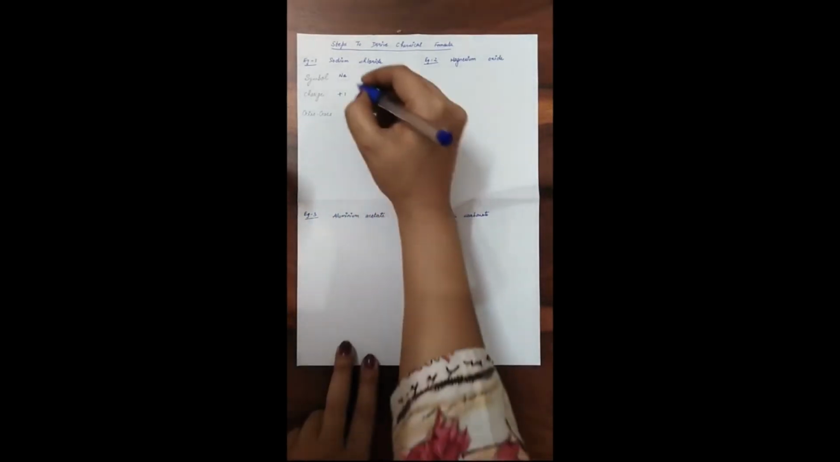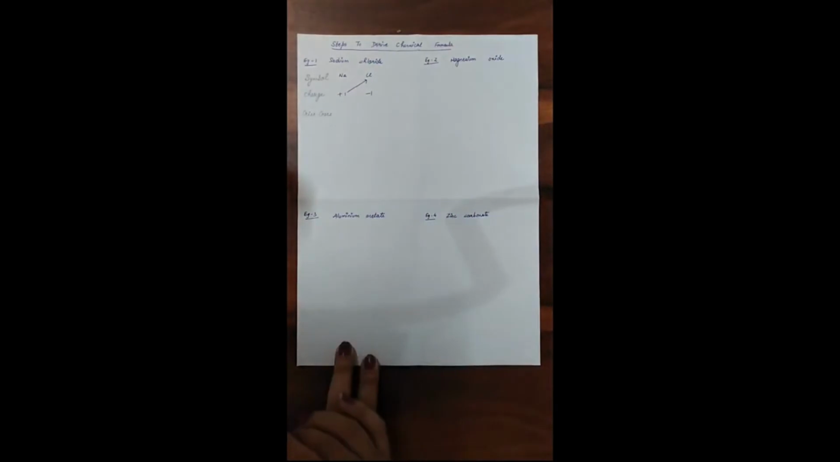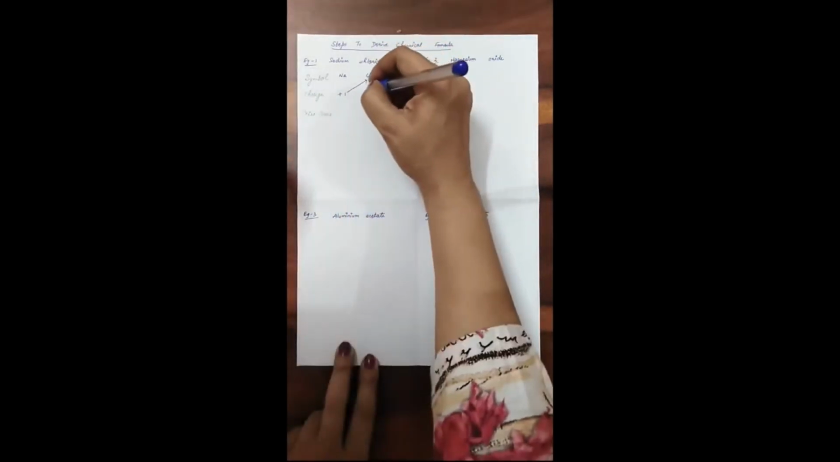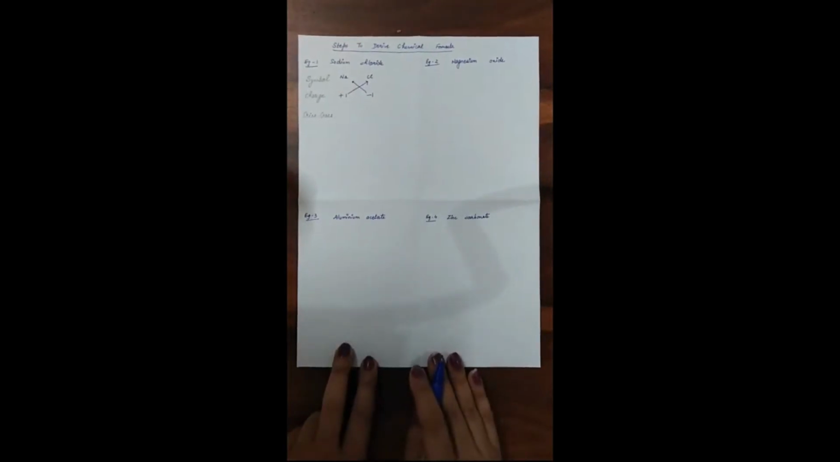Now the third step is crisscross. Crisscross means you have to interchange or swap their numbers, and do not interchange the signs. You only have to interchange the numbers. To show the interchange of the numbers, we draw an arrow from this one towards Cl and this one towards Na. That means we are interchanging their numbers.